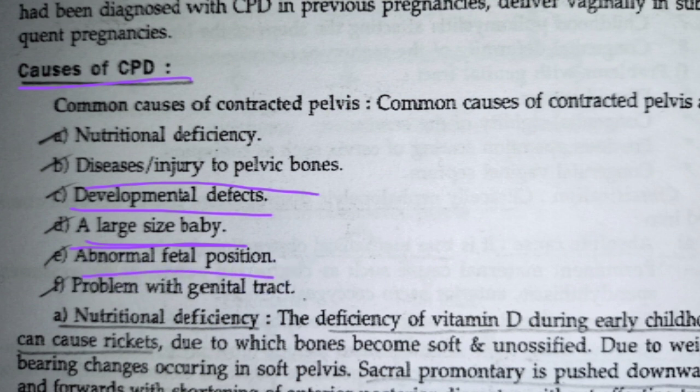Abnormal fetal position. In this, the position of the fetus is not normal and we can't conduct a normal delivery with that position. In the next section, we'll get to know what malposition and malpresentation are. Problem with the genital tract. For example, if the mother has undergone any operation related to her pelvic region before. These are the causes that lead to CPD.